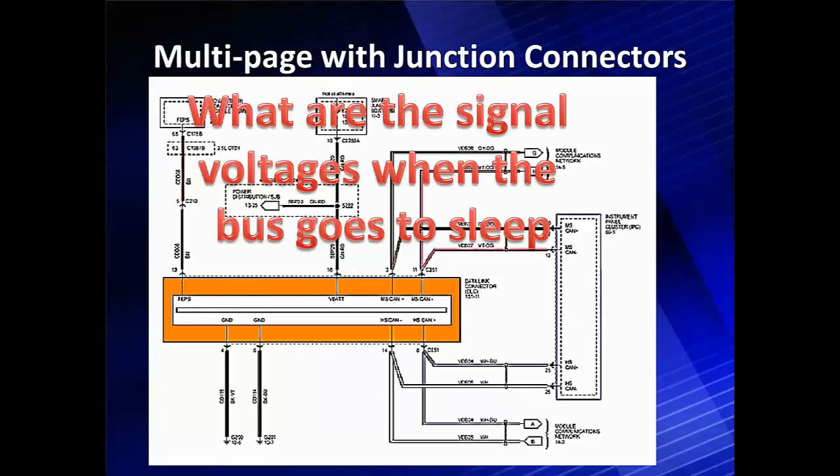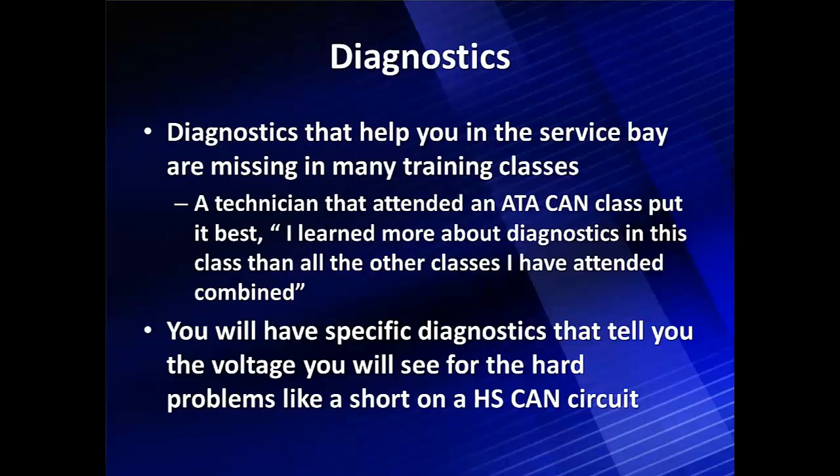What happens when this signal goes to sleep? What should the signal voltages be? These are always alert modules for door locks and so forth. So what happens if they don't go to sleep? Your vehicle runs the battery down overnight. All these things you need to know. Diagnostics that help you in the service bay are missing in many training programs.